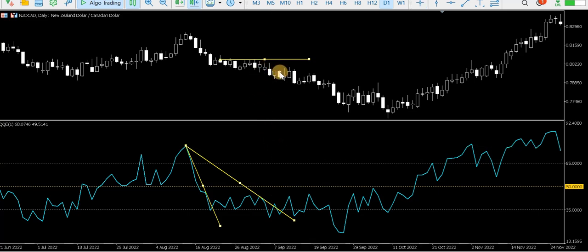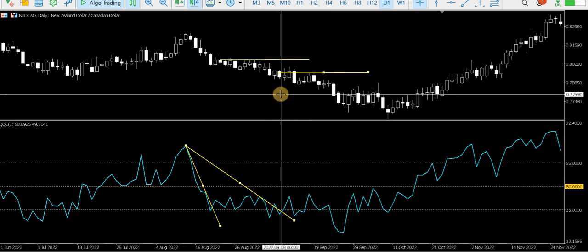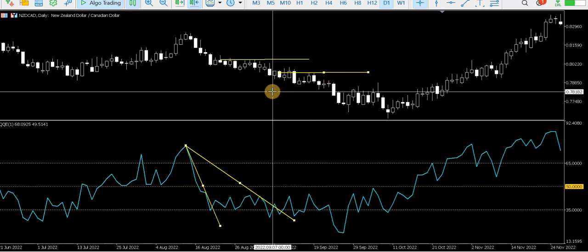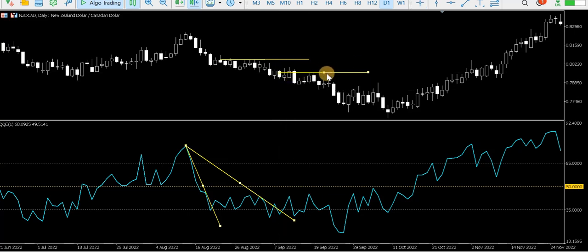So that's on the open of this candle here. So do a copy of this. But I'll save that one, just make sure I've got the right candle there. Confirmed open, yeah, on the open of that one. So next buy would be there.